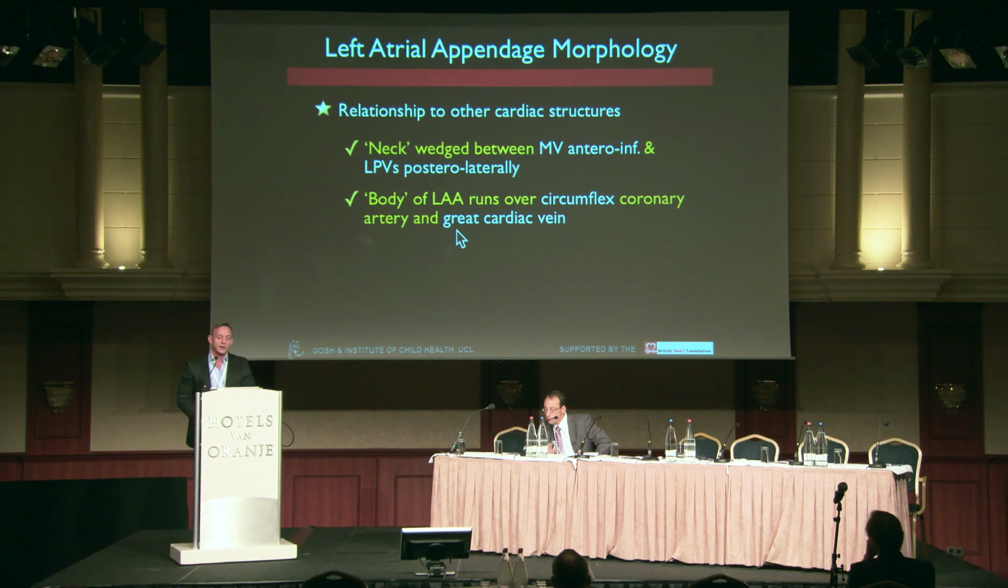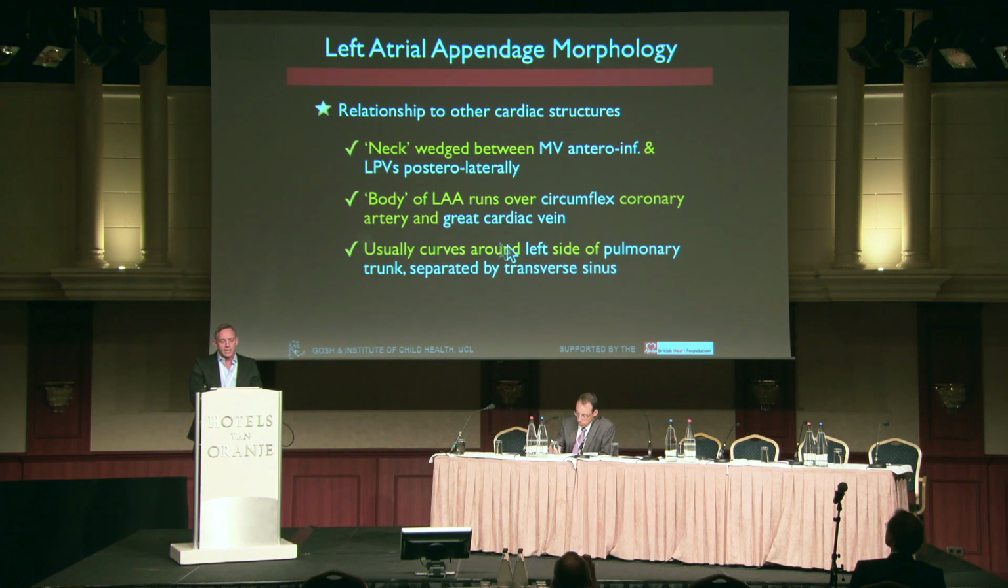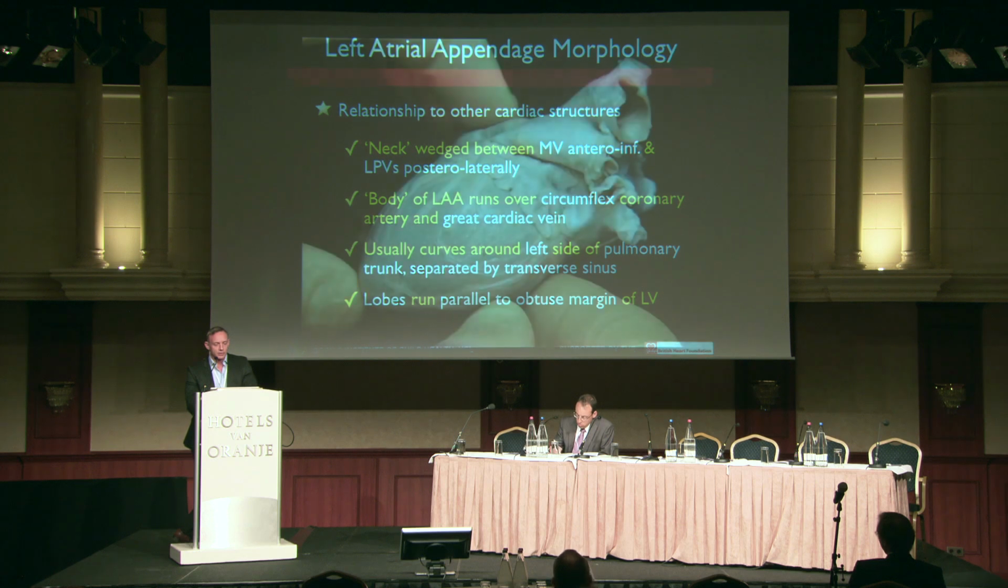The course of the left atrial appendage then usually runs around the anterior surface of the heart, and the body itself will run over two important structures, the circumflex coronary and the great cardiac vein. So they can be at risk, potentially, with occlusion. As I say, usually the body curves around the left side of the pulmonary trunk, but will be separated from it by the transverse sinus, and the lobes run parallel to the margin of the left ventricle.